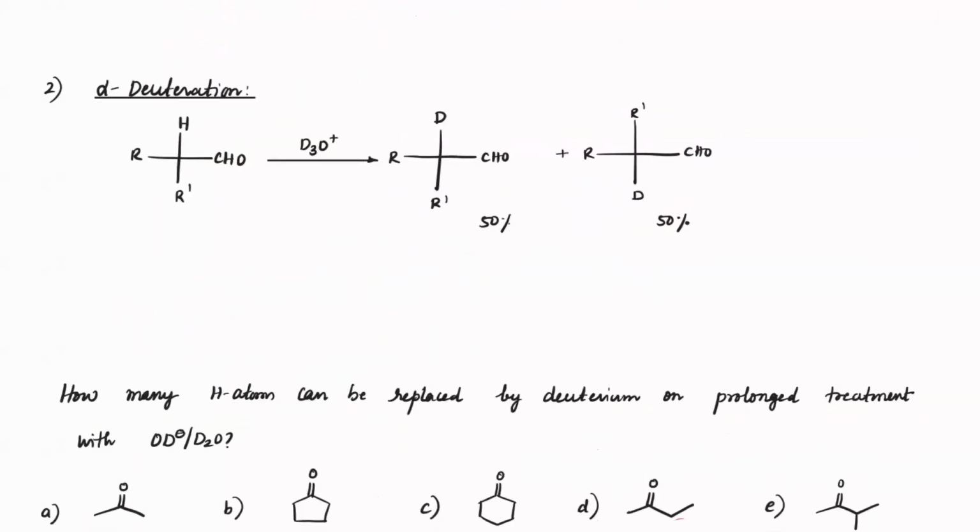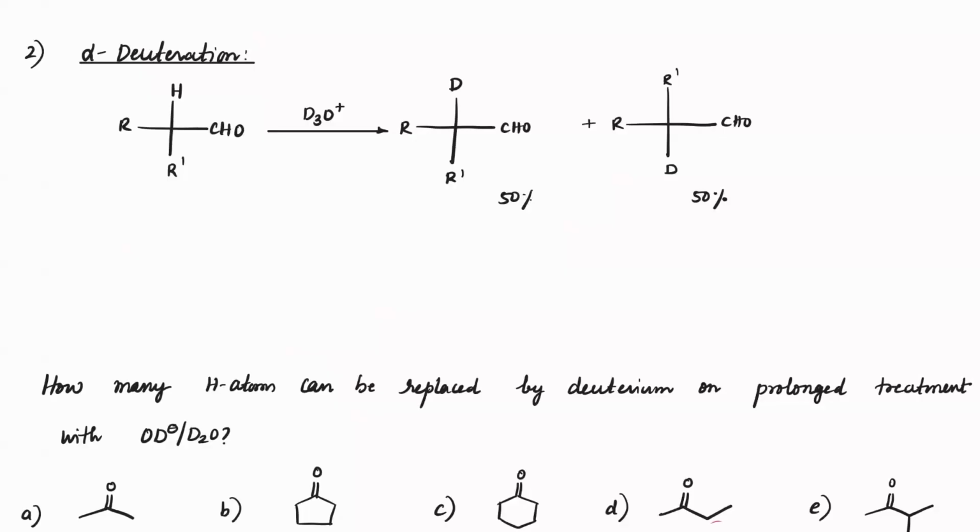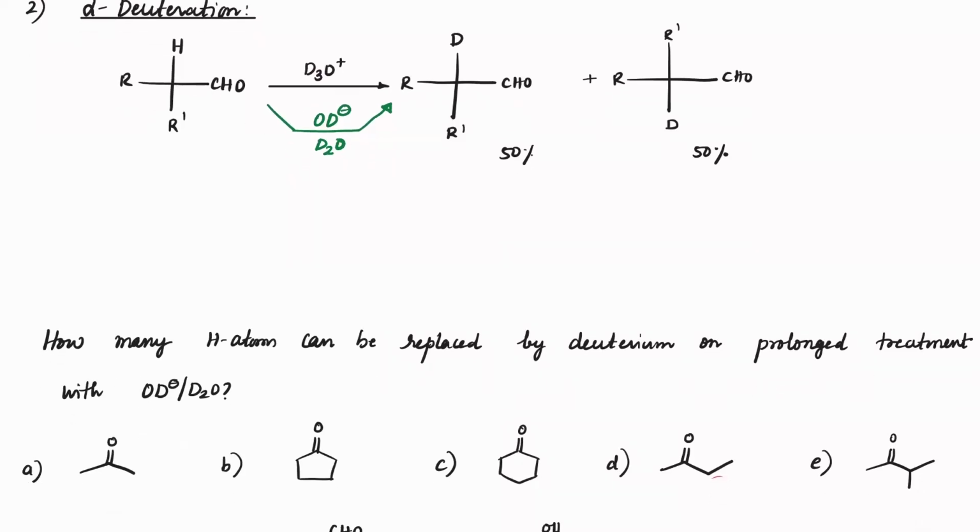Now let's understand what alpha deuteration is. Deuteration is where the hydrogens present at the alpha position are replaced with deuterium. That usually happens when you take heavy water in the form of D3O plus in acidic medium, or you can take it in basic medium like this. Whether you take acidic or basic medium, the configuration will also change at this position and it will be exchanged by deuterium as well.